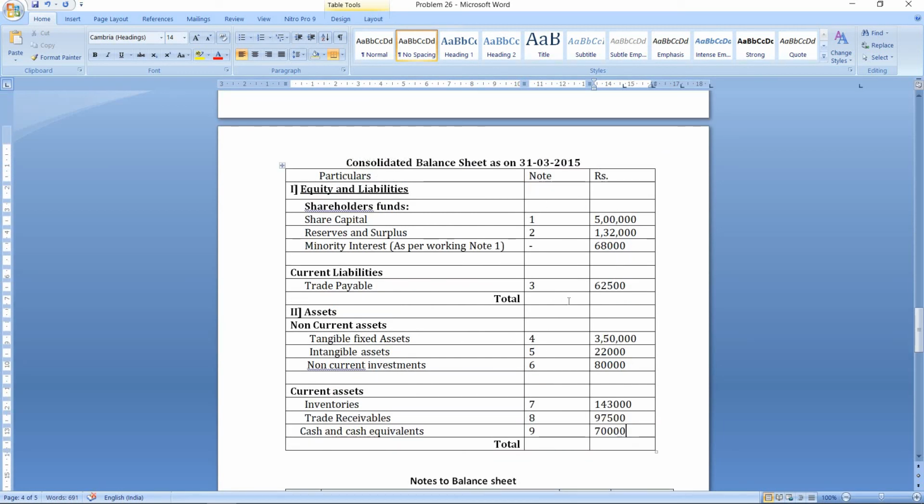Now let us make the total of the balance sheet. So the total of the liability side is 7,62,500 and the total of asset side also is the same, that is 7,62,500. So our balance sheet is tallying. So this is how you prepare consolidated balance sheet.